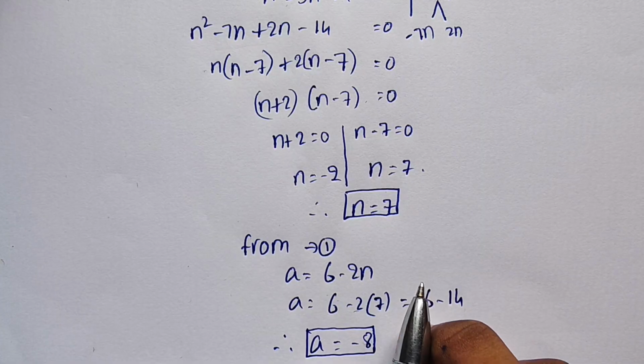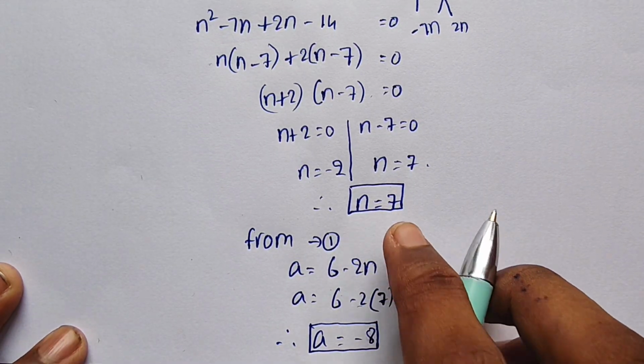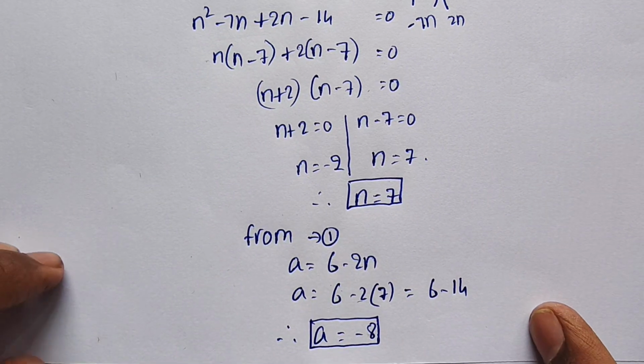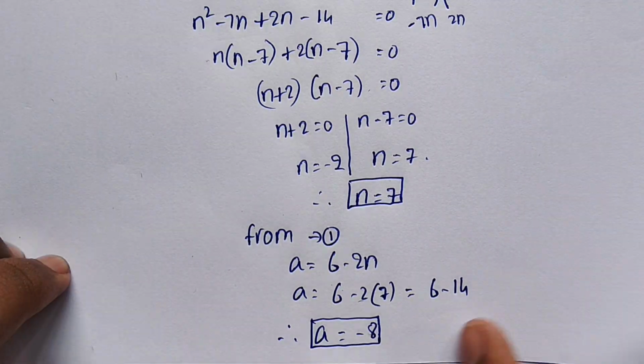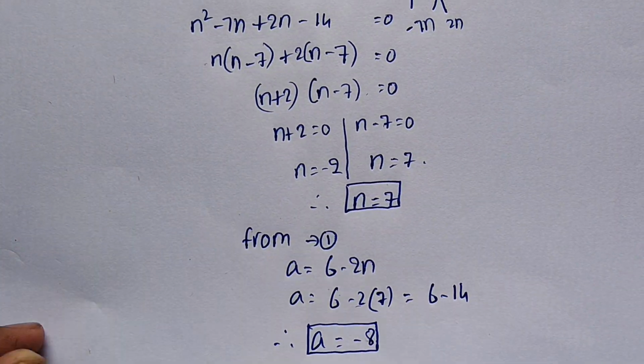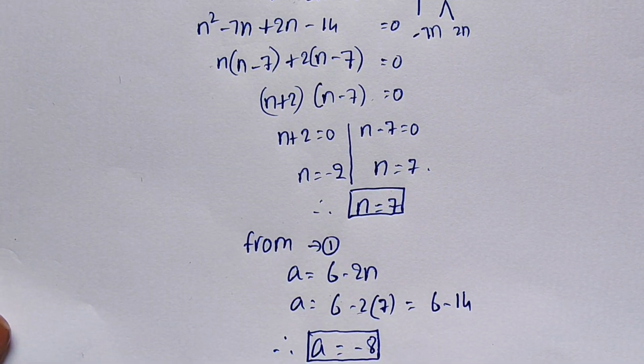So by solving the given data, we got the value of n equals 7 and a equals minus 8, as asked in the question. So we have completed the 8th question. Now let's go to the 9th question.